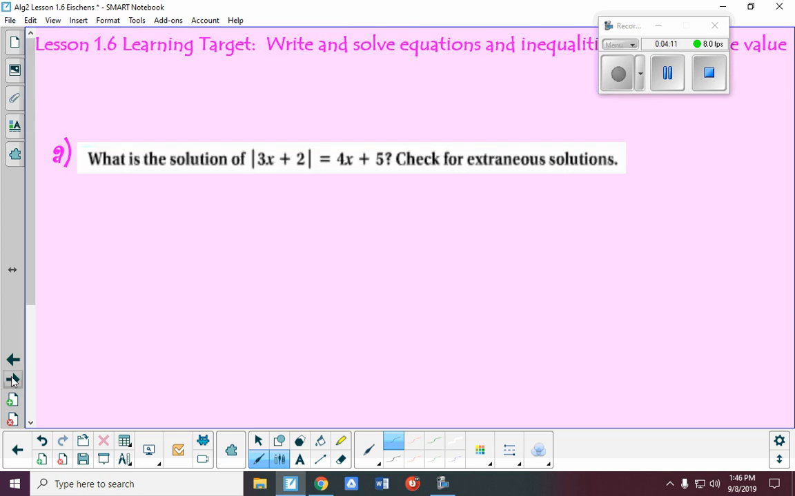Now, in a problem like this, where you have the absolute value of something is equal to an expression on the right side, it's very similar, but when you do the negative, you need to put parentheses around the right side. So you write 3x plus 2 equals 4x plus 5. Or 3x plus 2 would equal the opposite of 4x plus 5. And you need parentheses because it has to be the opposite of the whole thing. So you'll want to distribute that through.